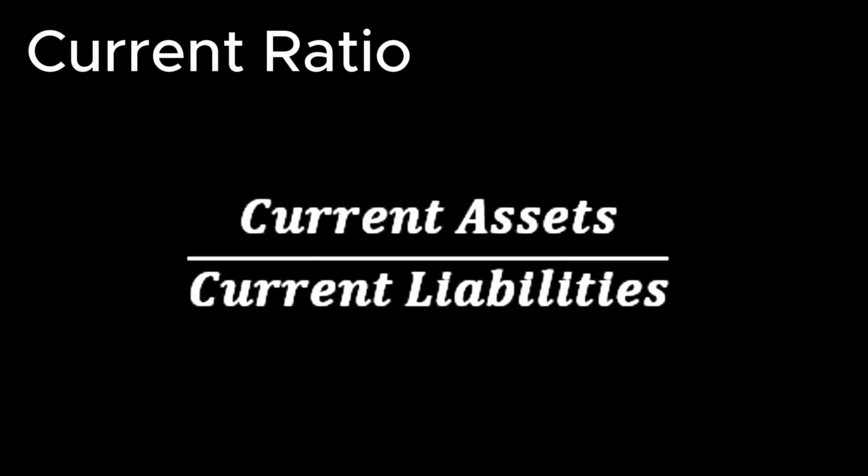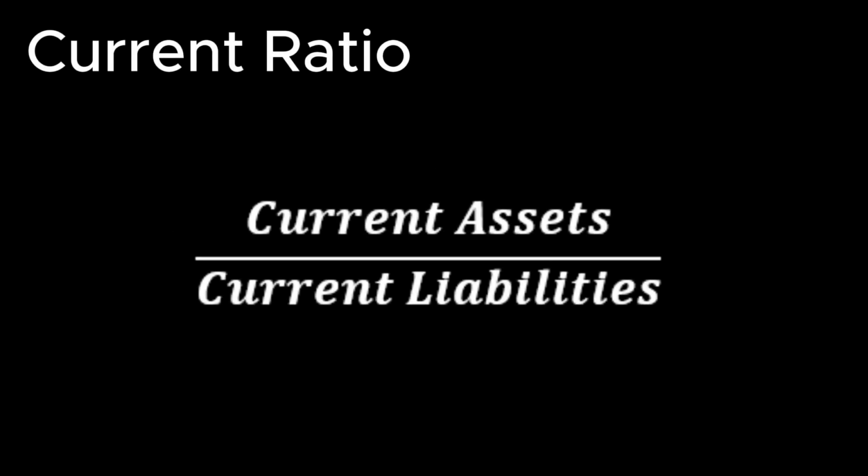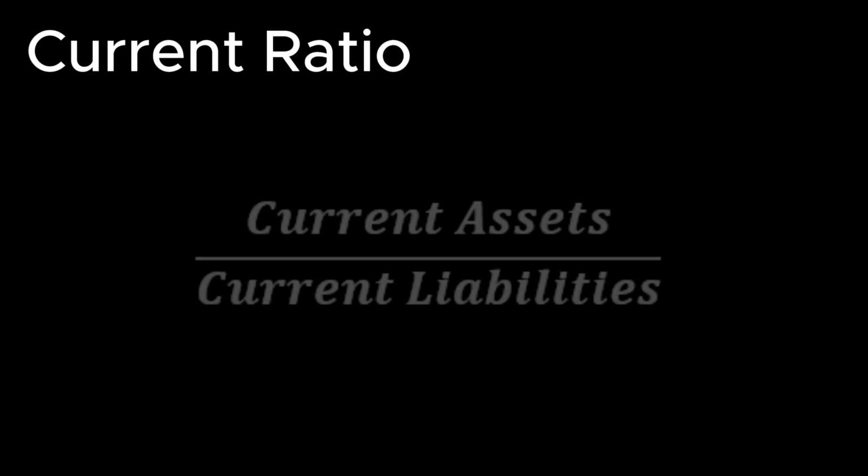The first ratio we look at is the current ratio. The current ratio is equal to a company's current assets divided by its current liabilities. And what this ratio is asking conceptually is, do we have at least $1 of short-term resources for every dollar of short-term obligations? Here's how we can think about the ratio.